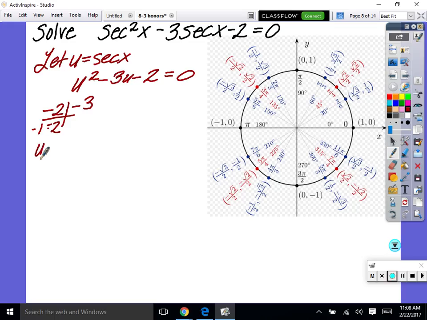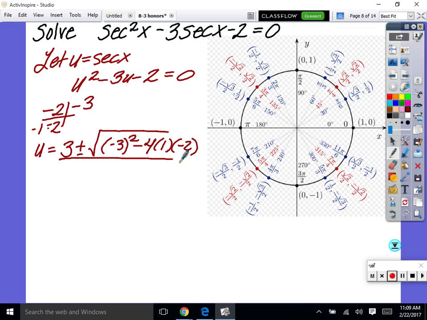So we would say u equals negative b, so opposite of b, which would be 3, plus or minus the square root of b squared minus 4ac all over 2a. Okay, awesome. So we have u is equal to 3 plus or minus the square root of 9 plus 8, which is 17, all over 2.